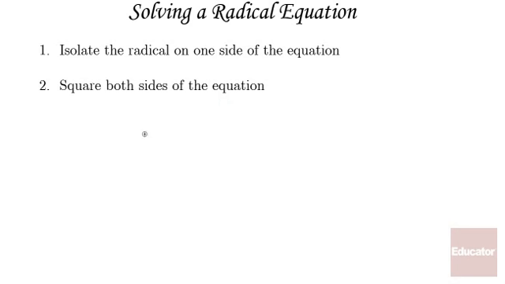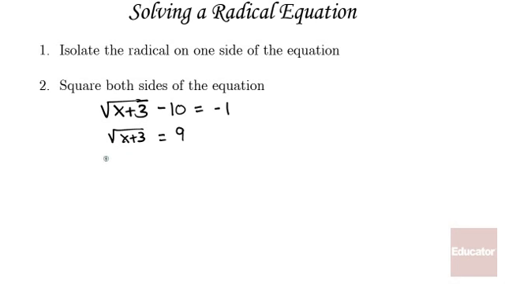Let's look at an example. The square root of x plus 3 minus 10 equals -1. So pretty simple. Step 1, isolate the radical. I have the radical right here, but I also have a -10. So I'm going to need to add 10 to both sides. And that gives me square root of x plus 3 equals 9.